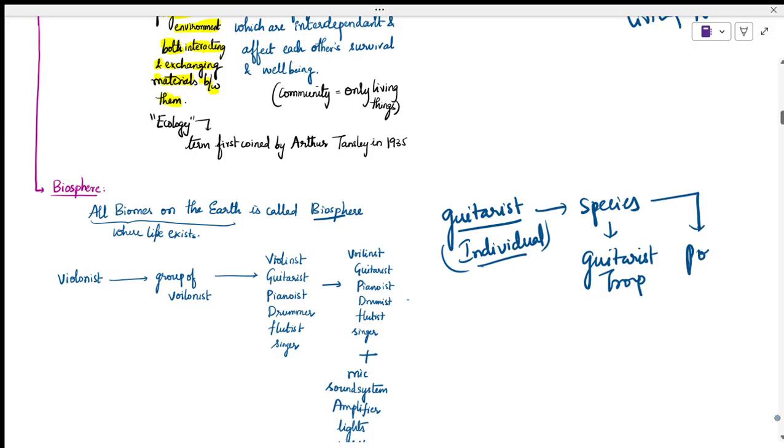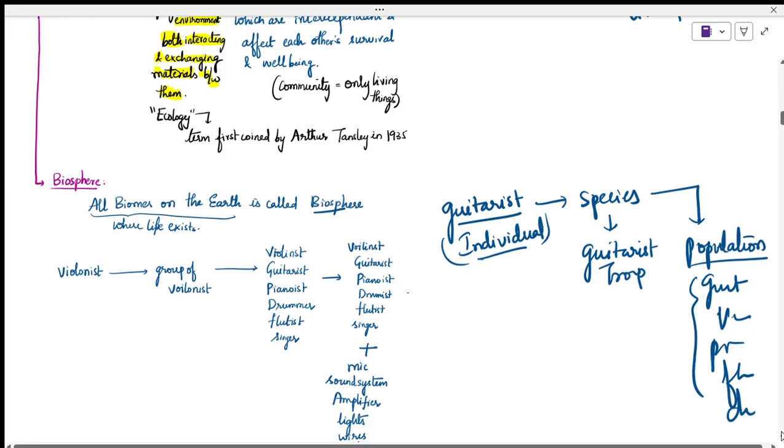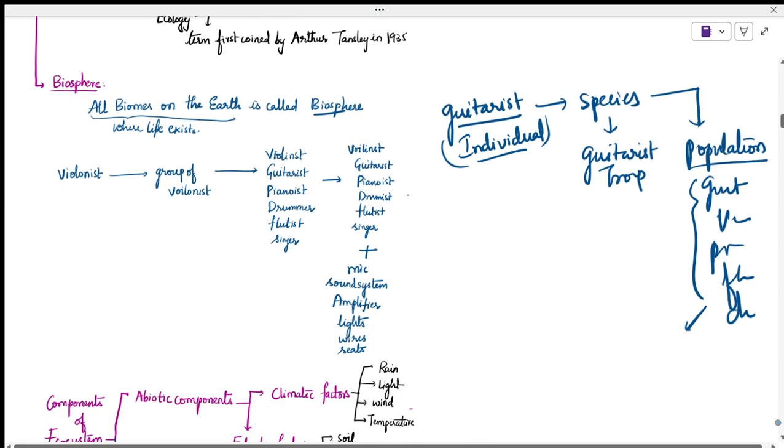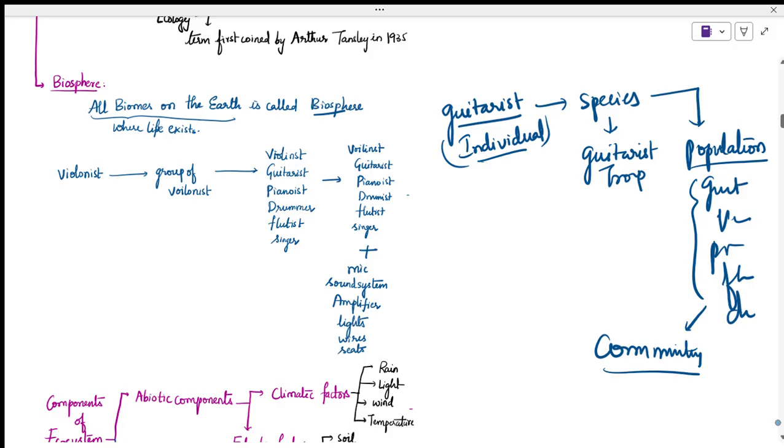Then we have population, right? So population, group of musicians. For example, group of musicians, guitarist, one is violinist, pianist, flutist, drummer. This group of people who can play music is called population. Then we have community. Okay, this is the community. So guitarists who can play music is called species. Then this group of guitarists, violinists, pianists, flutists, these people are called community.